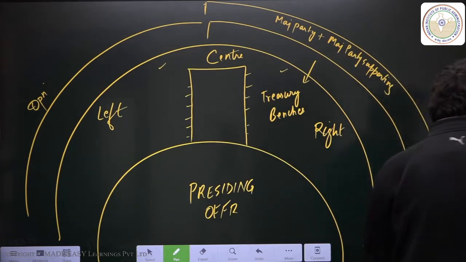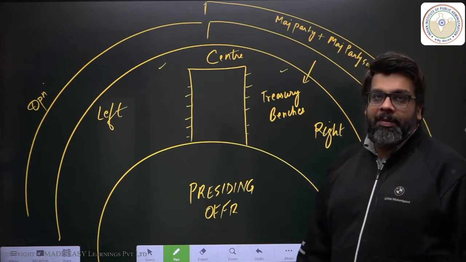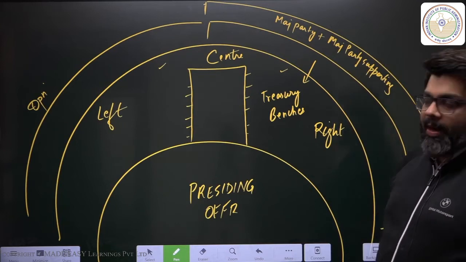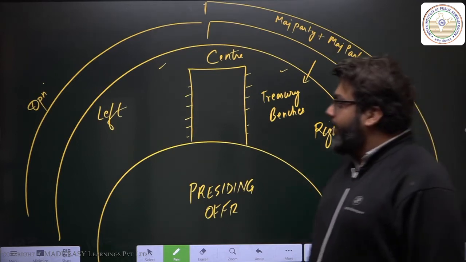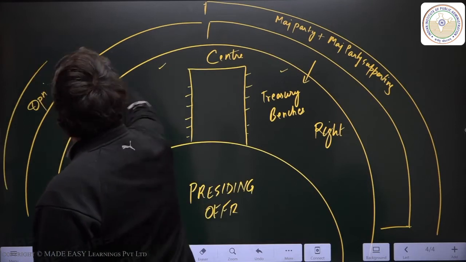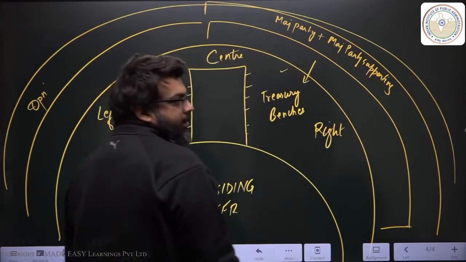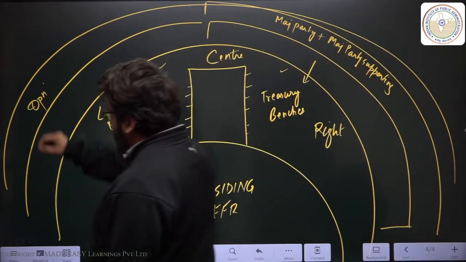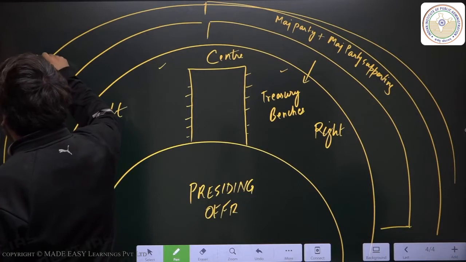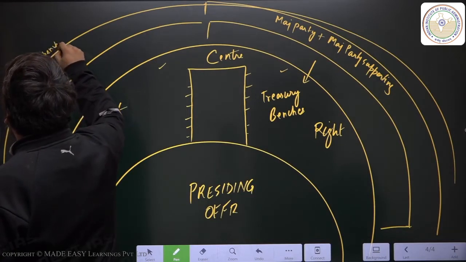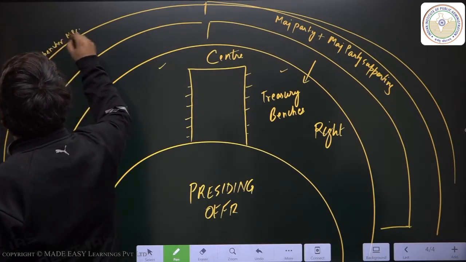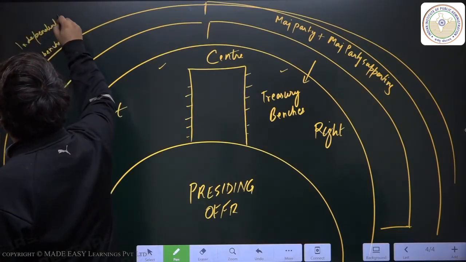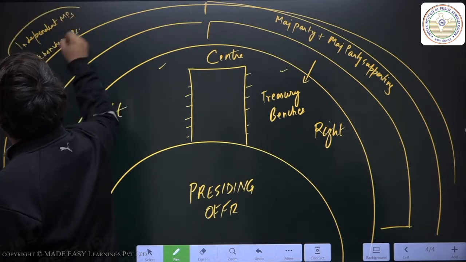Okay? And the most amazing people who have won an election on their own, without any party ticket, they will sit right at the back. These are called backbencher MPs. These are basically independent MPs. Okay.